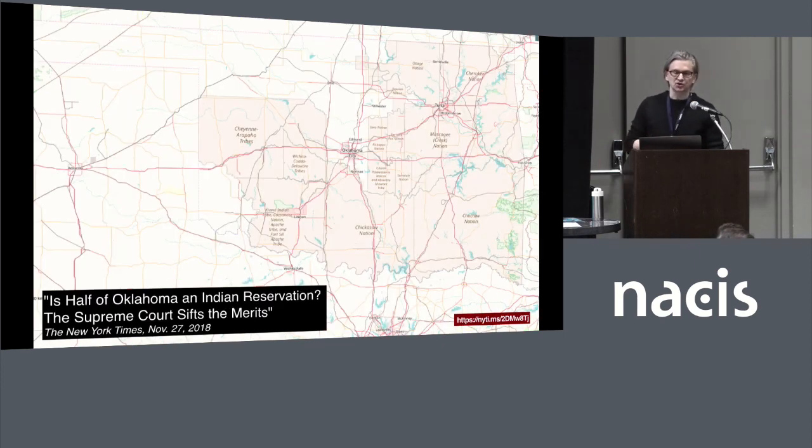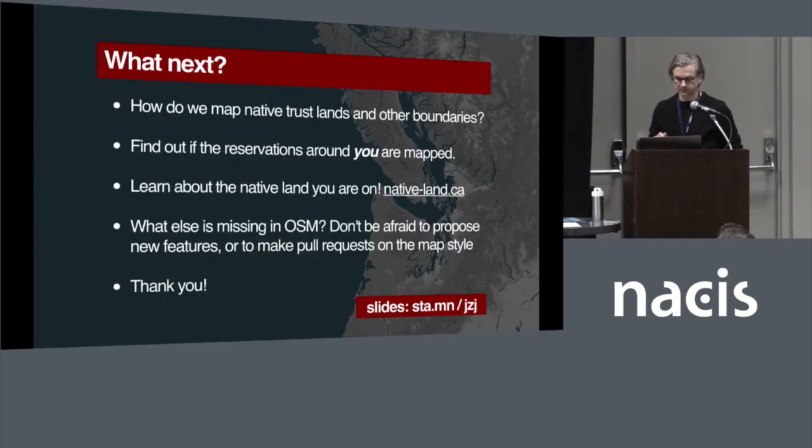And OpenStreetMap now shows that more than half of Oklahoma is technically still a native reservation, and there's an ongoing case at the Supreme Court. Most of this land is not being treated as a native reserve, but still these treaties are in force. What is going to happen, we'll see. So that's where we're at now. We now see the native reservations on the map.